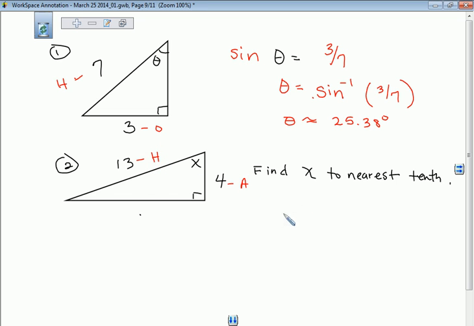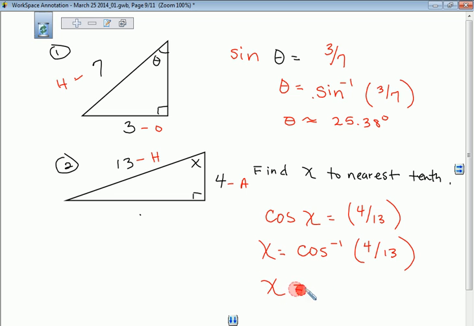So which trig ratio involves adjacent and hypotenuse? Cosine. So cosine of x is equal to 4/13. To solve, we would do inverse cosine of 4/13. Let's just do this one to the nearest degree. To the nearest degree, we get 72 degrees.